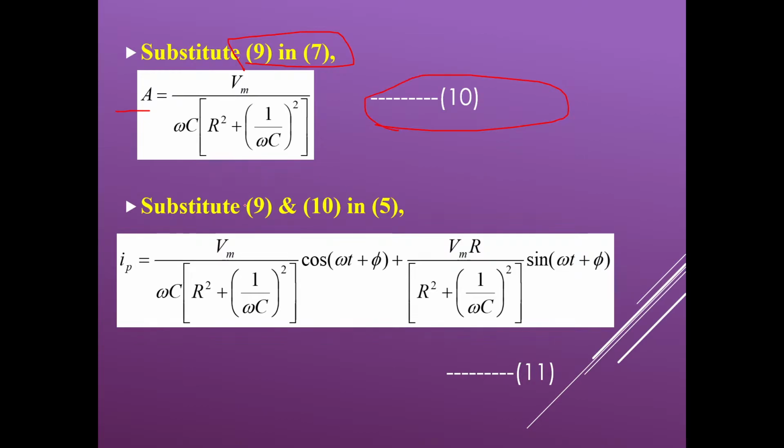Okay, now substitute this A value and B value in your equation 5. If you substitute A and B in equation 5, you will get I_P is equal to Vm by omega C into R square plus (1 by omega C) square cos(omega t plus phi) plus Vm into R divided by R square plus (1 by omega C) square sin(omega t plus phi). Consider it as equation number 11.